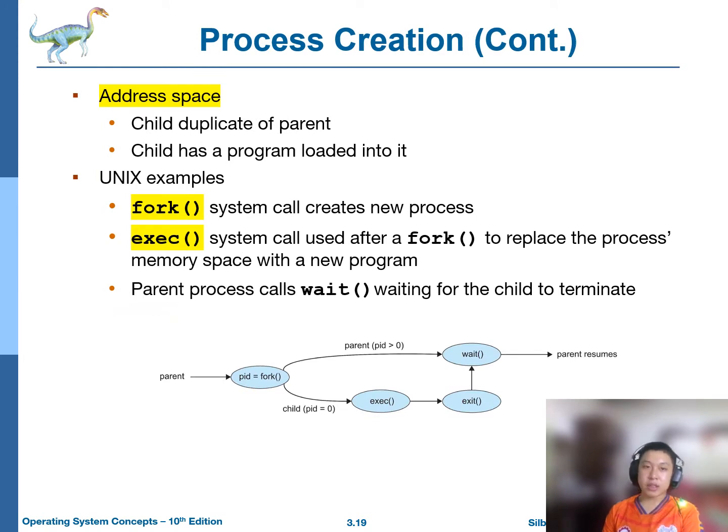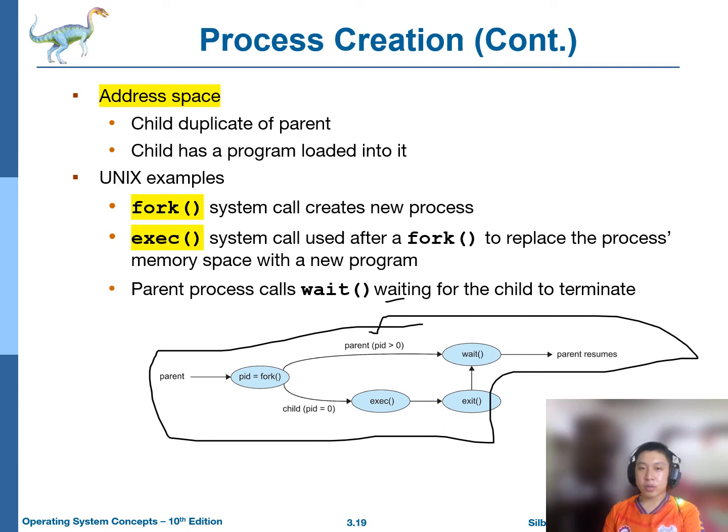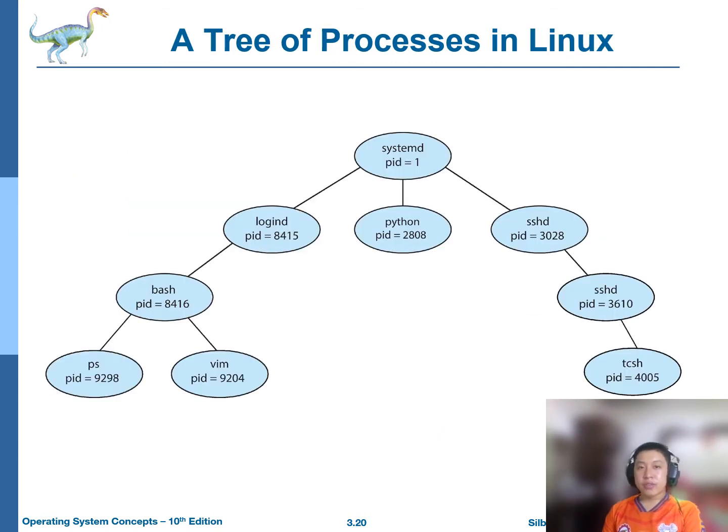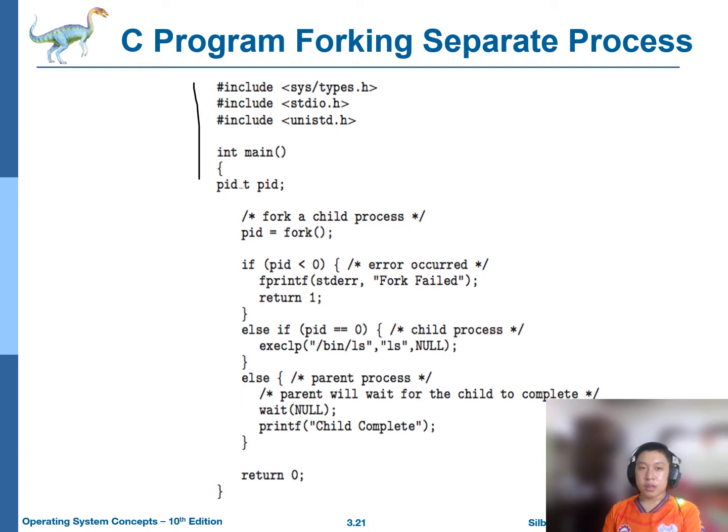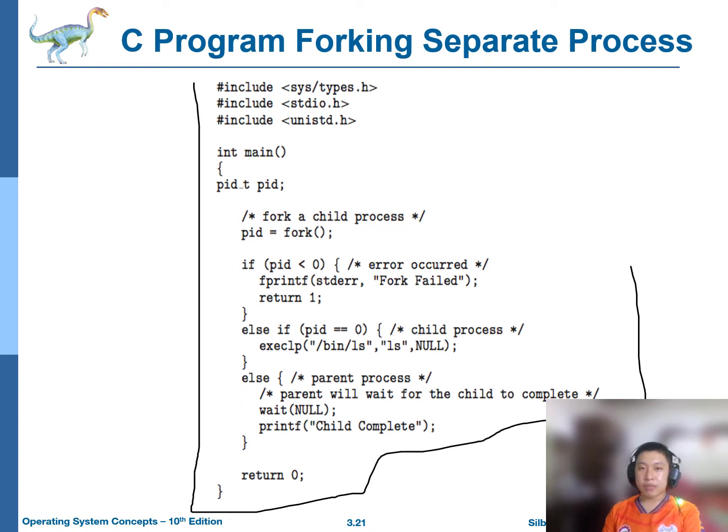For address space, the child is a duplicate of the parent, or the child has a program loaded into it. For example, the fork system call creates a new process. The exec system call is used after fork to replace the process's memory space with a new program. The parent process calls wait, waiting for the child to terminate. This photo shows process creation in Linux, and this is a C program forking a separate process.